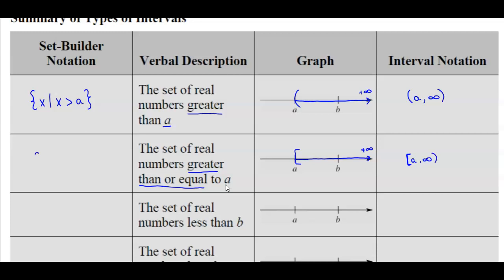Now the set builder notation would be X such that X is greater than or equal to A. So there's a difference, again, between the first and the second one. The first one does not include A. The second one does include A because it says or equal to.